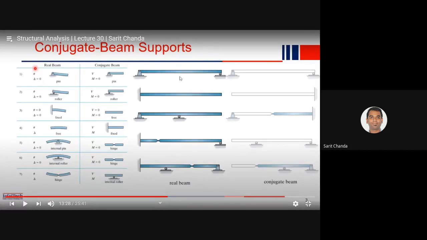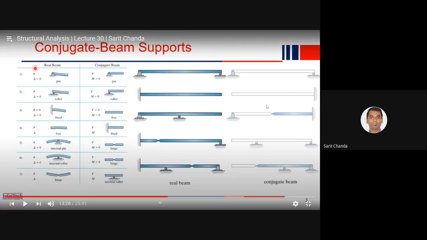All these beams are real beams and the right side beams are conjugate beams, right? If you consider the first beam, this end is a hinge support, so in the conjugate beam also it is a hinge support. Similarly, this is a cantilever beam. Cantilever beam means this end is fixed, whereas in the conjugate beam, this end will be free. Similarly, the right end in the real beam is free, no support is there, whereas in the conjugate beam, this end will be fixed.